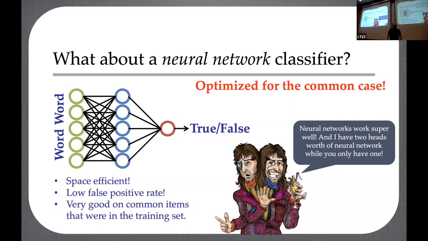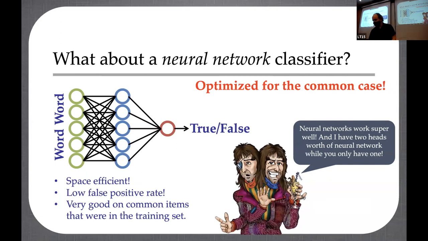So again, you imagine some sort of classifier that takes the words as input and produces a true or false output. You can make this work. It turns out to be quite space efficient. In general, if you use it on good data, it has a fairly low false positive rate. It's very good on common items, those that were in the training set. So here was an idea. Maybe instead of these old-fashioned data structures, we can replace them with newfangled machine learning classifiers.